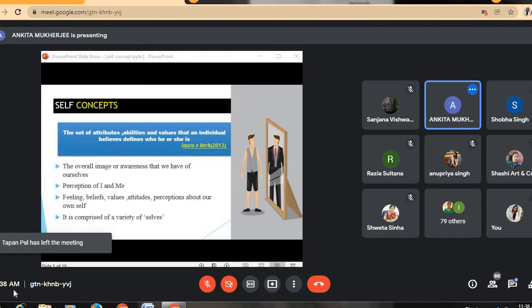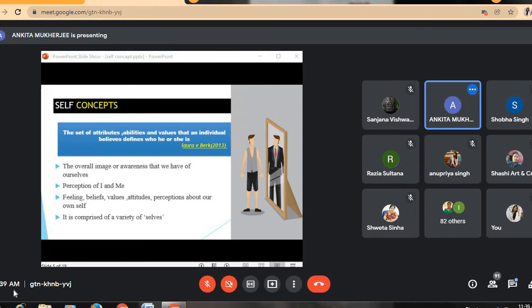Here you can see Laura Eber said about self-concept that it is the set of attributes, abilities and values that an individual believes define who he or she is. Concepts are regarded as the images we have in our mind that help us understand the world. So self-concepts are the kind of image the child thinks they have in their mind, which helps the children understand the world. Concepts are the basic units of all types of learning. Human beings, from infancy to old age, learn new concepts and use the old concepts in new situations of their daily life.